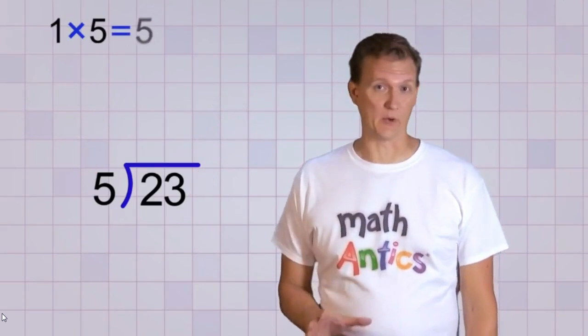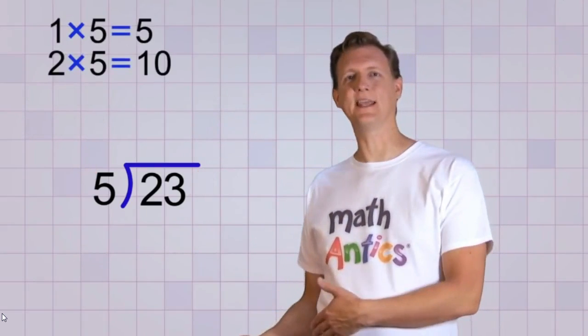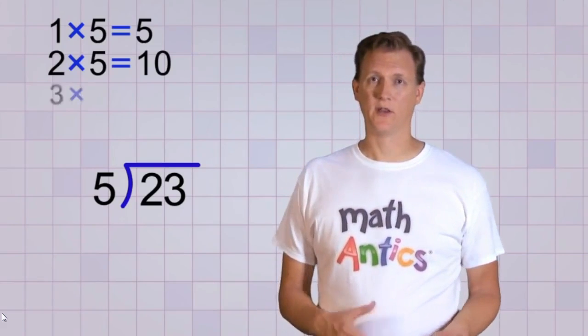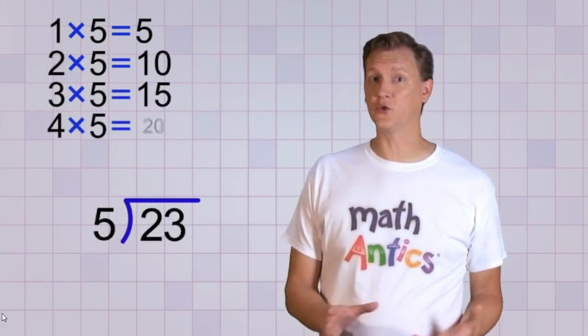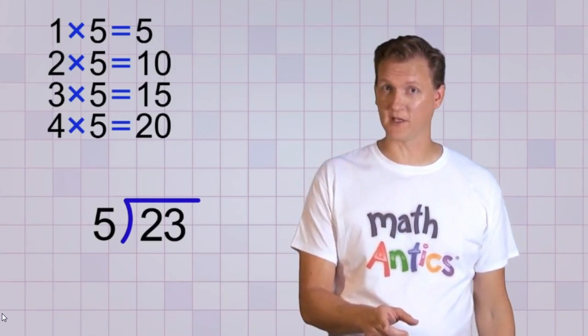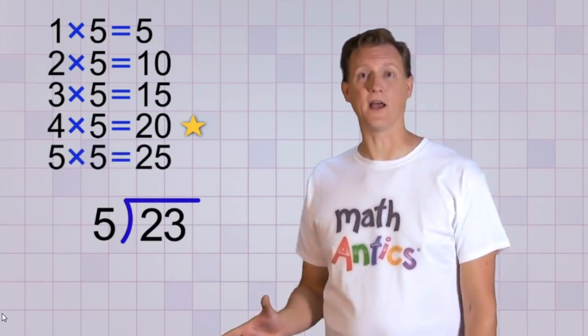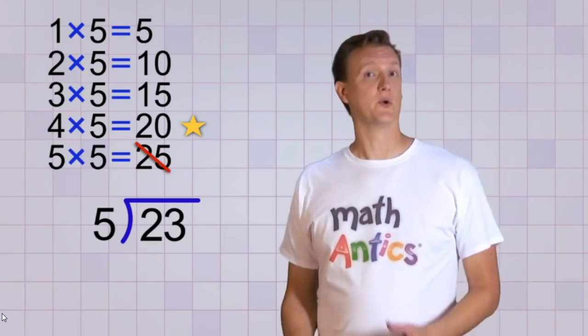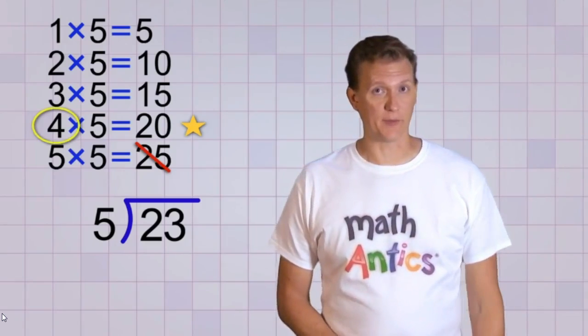Well, 1 5 would be way too small. 2 5s is 10, that's also too small. 3 5s would be 15, 4 5s is 20. Oh, that sounds promising. Now 5 5s is 25, and that would be too much. So it sounds like 4 is a really good number to pick for our answer.